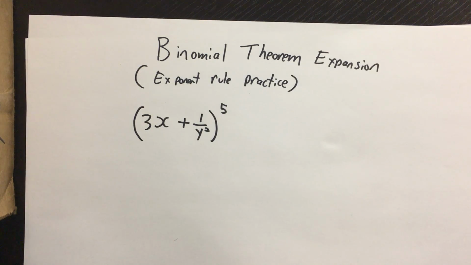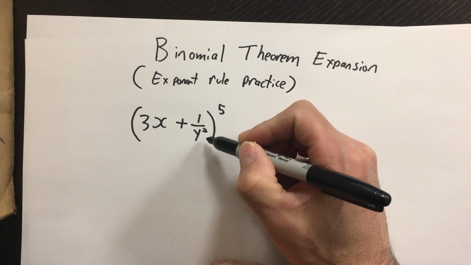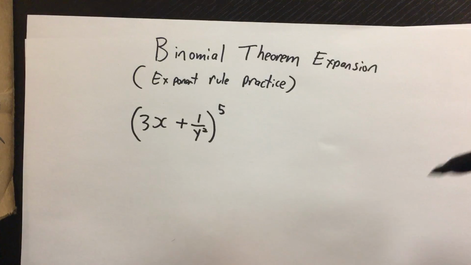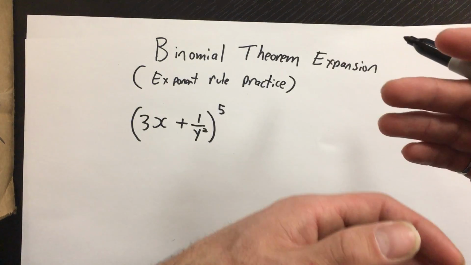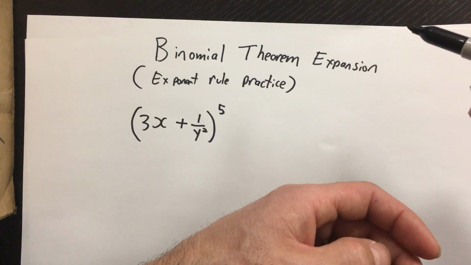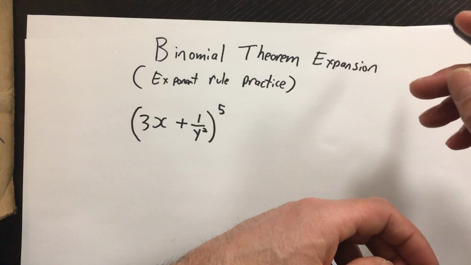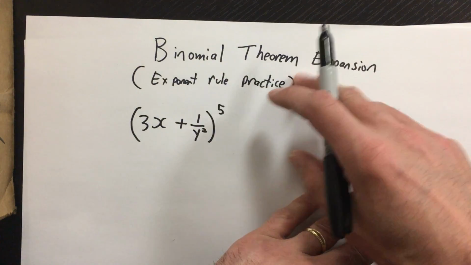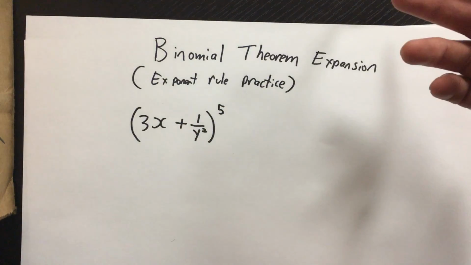Going to go over the binomial theorem expansion, partly because you need to learn that, and then partly because it's good practice of your exponent rules. So I've got 3x plus 1 over y squared, and that's all raised to the exponent 5. Now, if you've done this a few times, you'll be able to do this directly, but I'm going to show you a way of doing this indirectly. We'll make a substitution to apply the binomial theorem on a simpler question, and then we'll substitute back and use exponent rules to finish up.